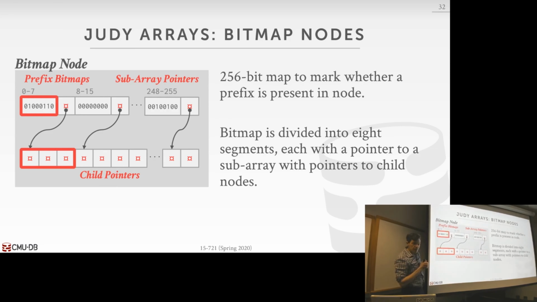Yes? So even if you're in the 8 to 15 range, you still need to know everything before you? No, so the question is, even if you're in the 8 to 15 range, do I need to know what comes before you? No, because the pointer here is only for this chunk. So if I'm looking in here, I follow this pointer down, which is now offset by the number of elements.